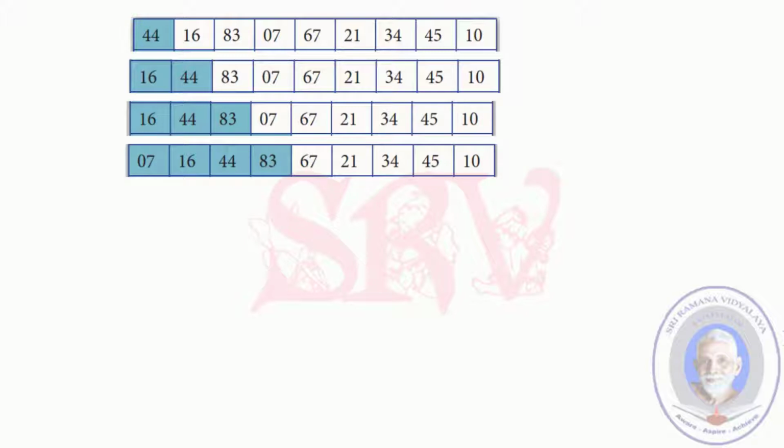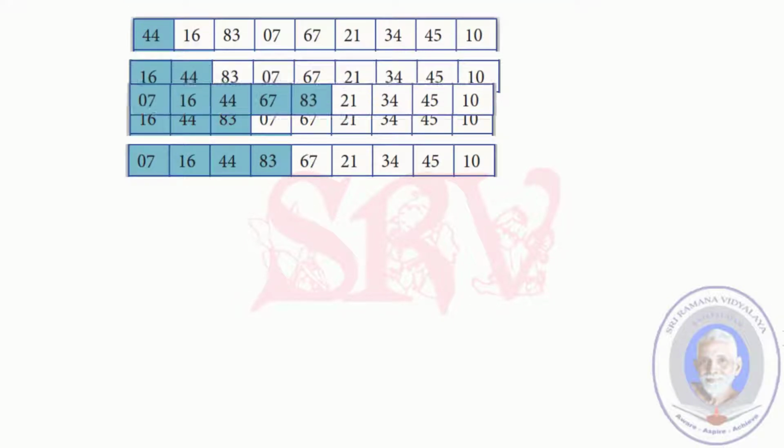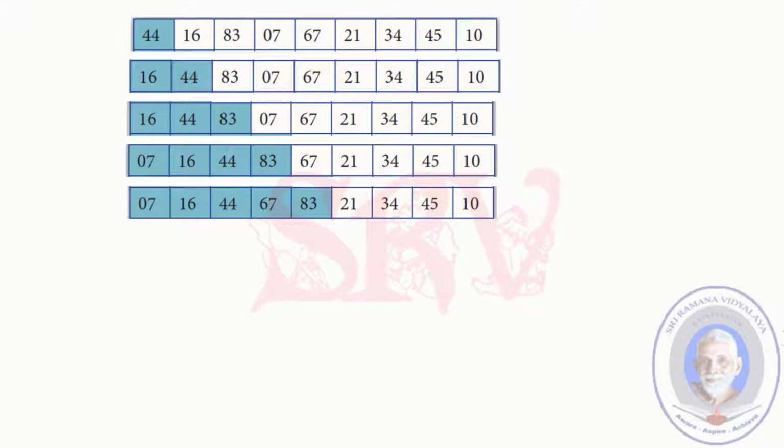Now 83 is compared with 67. As 67 is less than 83, they are interchanged. Here also a buffer is used. Each time we swap, a buffer is used. Now 7, 16, 44, 67 and 83 are in the sorted list. 21, 34, 45 and 10 are in the unsorted list.